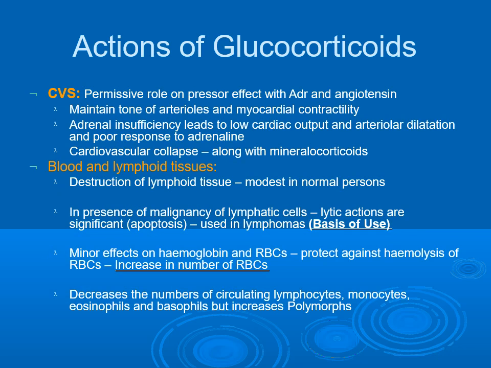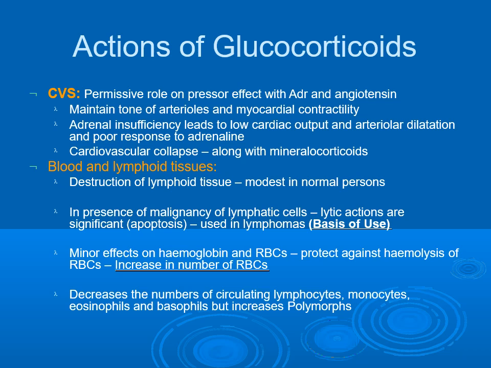In continuation of other actions of glucocorticoids, on the cardiovascular system they have a permissive role on the pressor effect of adrenaline and angiotensin, which maintains tone of arterioles and myocardial contractility, while adrenal insufficiency leads to low cardiac output, arteriolar dilatation and poor response to adrenaline. Cardiovascular collapse occurs along with mineralocorticoid deficiency.